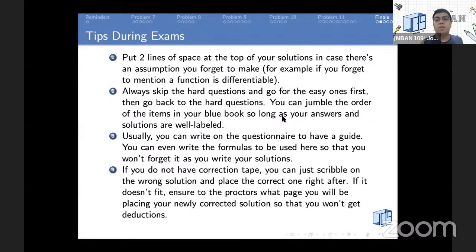So parang kasunod lang nito yung tip number 2 na you can jumble the order. Kasi kung hindi nyo na-label yan, that means na i-check agad ng prof, ay, mali pala to. Tapos nung nakita niya, ay, ba't hindi mo sinabi na nandun sa isang solution, tapos mali pala tong solution na sinulat mo. So don't forget palagi to label it.